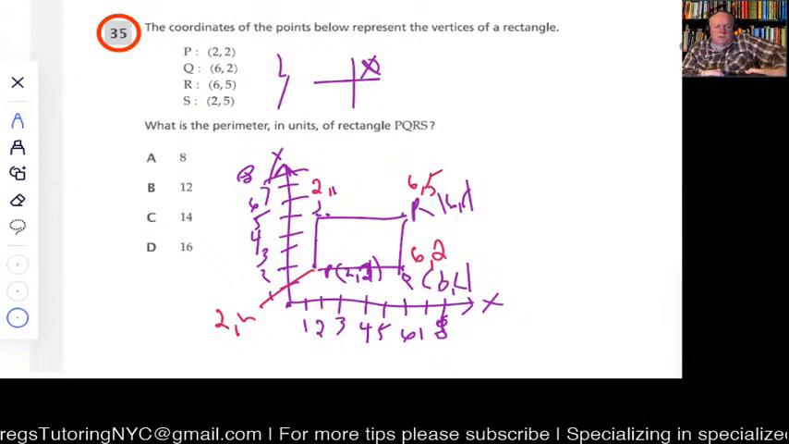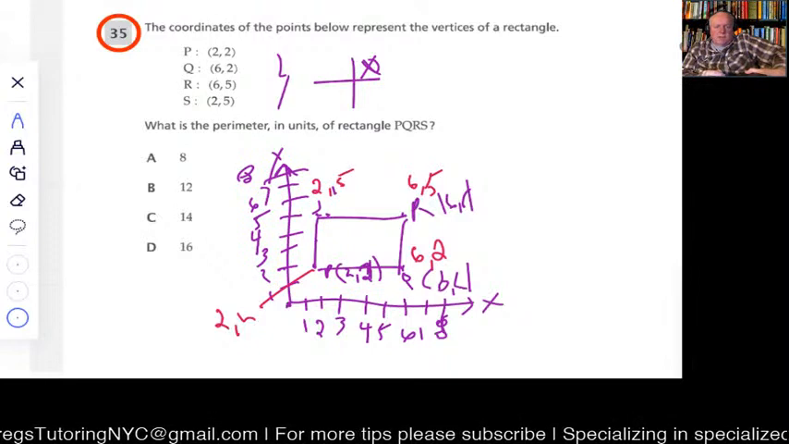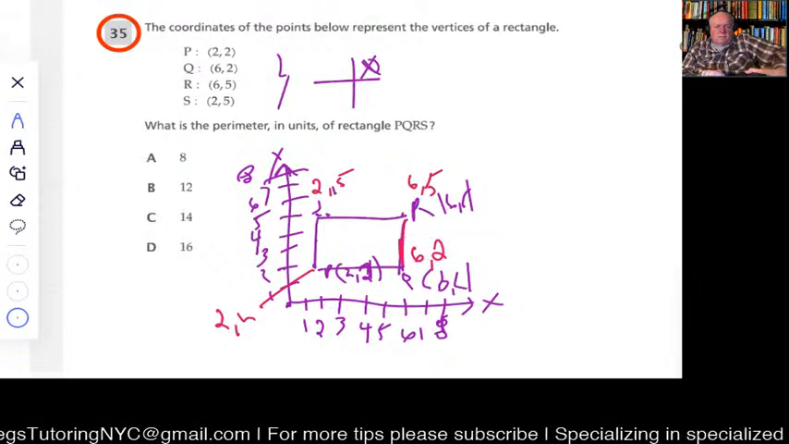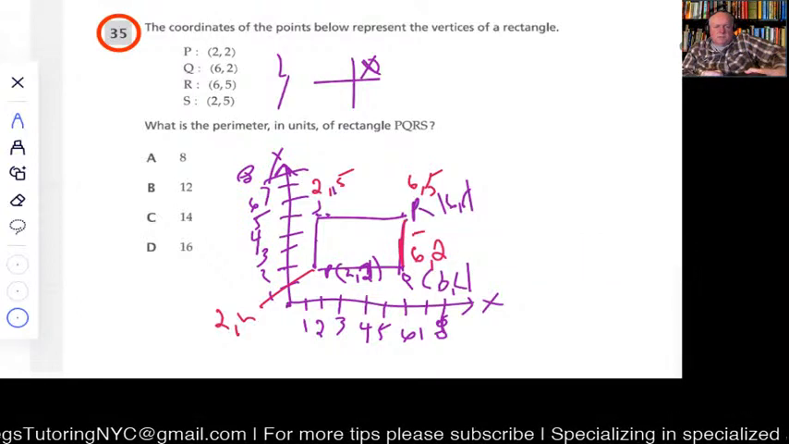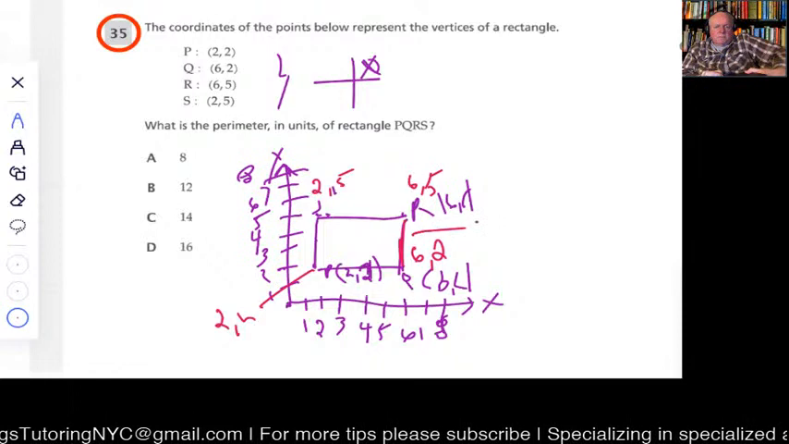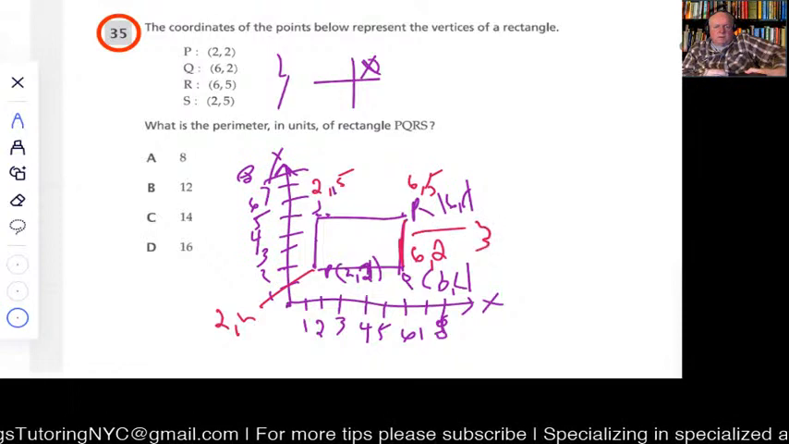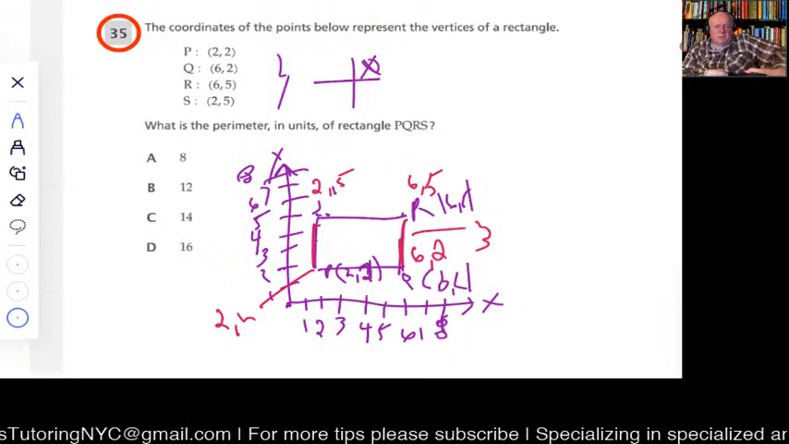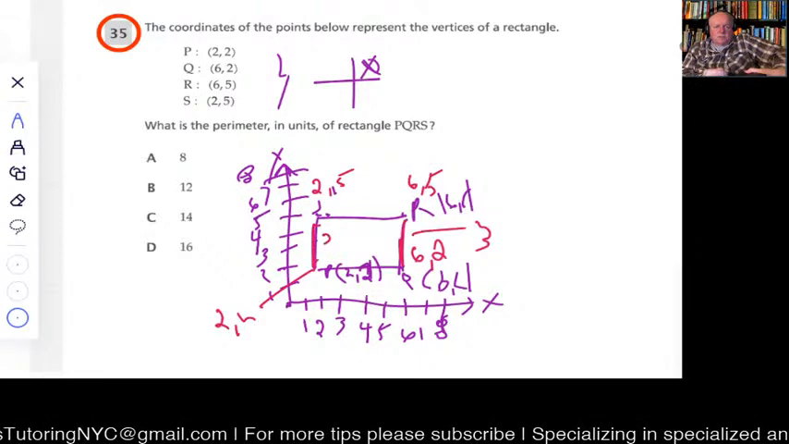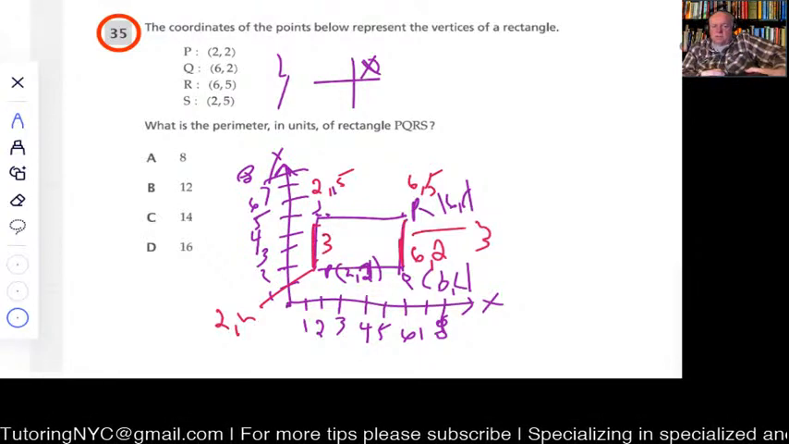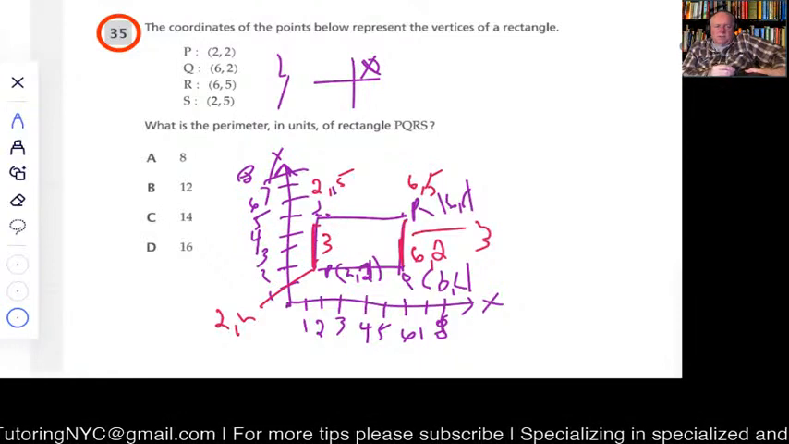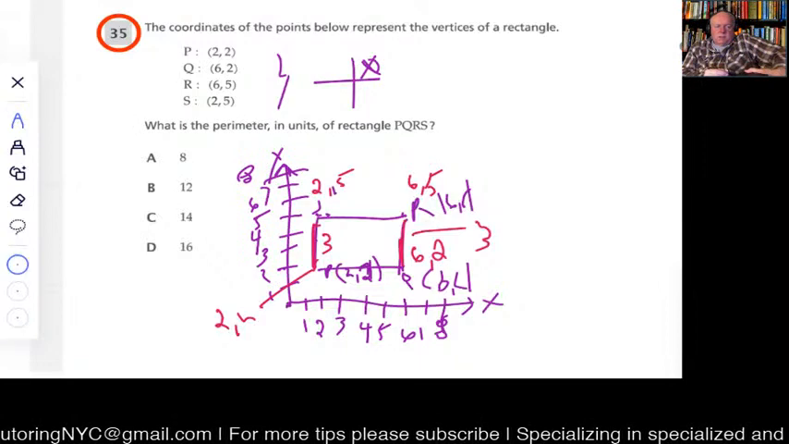So you should be able to see that since this line is 6, 2 and 6, 5, the length of this is 3. And we can confirm it over here that this goes from 2, 2 to 2, 5. So this is also 3. And since it's a rectangle, that works out. That's cool.